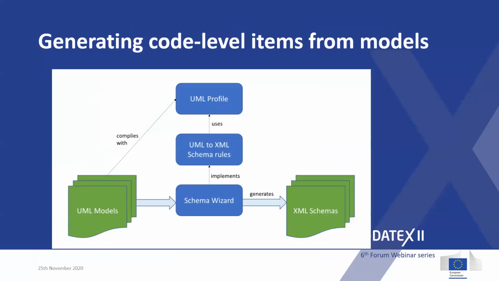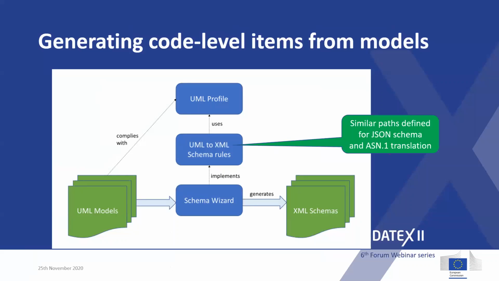The dashed arrows here, the thin dashed ones, they just show the dependencies. So the DATEX II UML models comply to this defined profile. And the importance of that is we can define a general mapping from those kinds of UML elements to specific technology, such as XML schema. So we've defined a UML to XML schema mapping. And that's just an example, but we've also defined similar paths for mapping to JSON schema, for translating to ASN.1. So those are done at a general level.